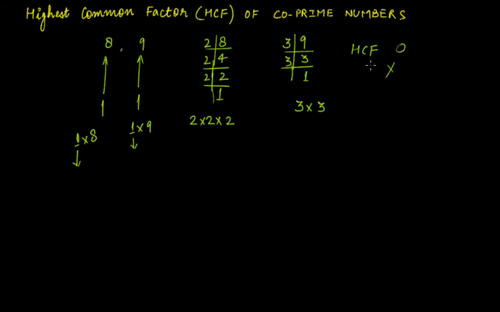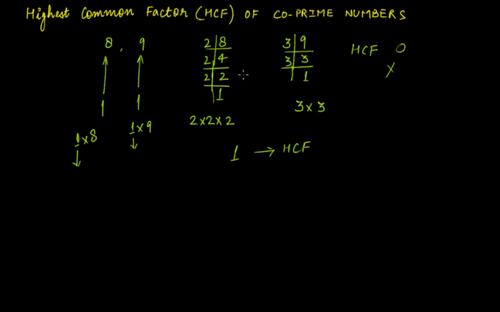But you know that all those numbers which have no common factors other than 1, when 1 is the only common factor of any given numbers, then those numbers are co-prime numbers. So here 8 and 9 are co-prime numbers because they have only one common factor, and that is 1. So since 1 is the only common factor of 8 and 9, because 8 and 9 are co-prime numbers, therefore 1 will be the highest common factor of these two co-prime numbers.